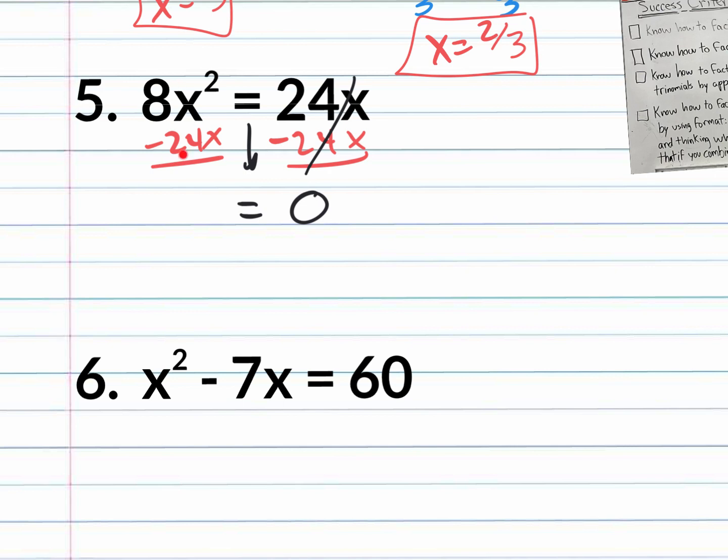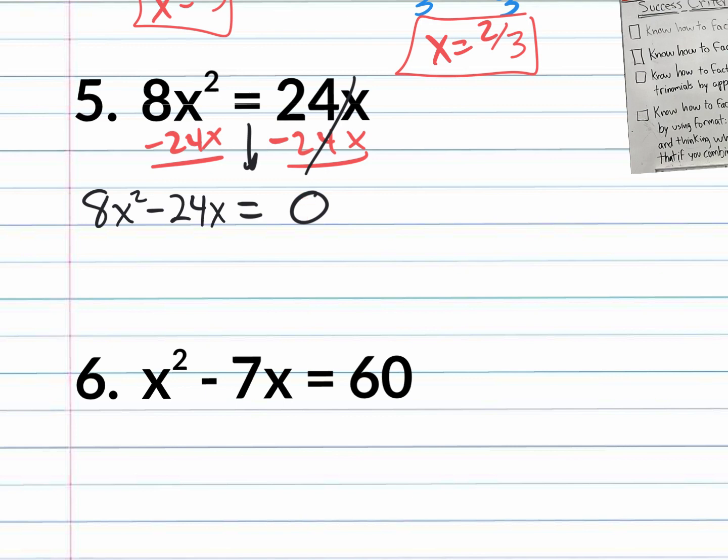On the left side, you can't really do this because you can't take away x's from x squares. They're not the same type of x. So all you could do is rewrite it. 8x squared minus 24x. Okay, so now we have it equal to 0.